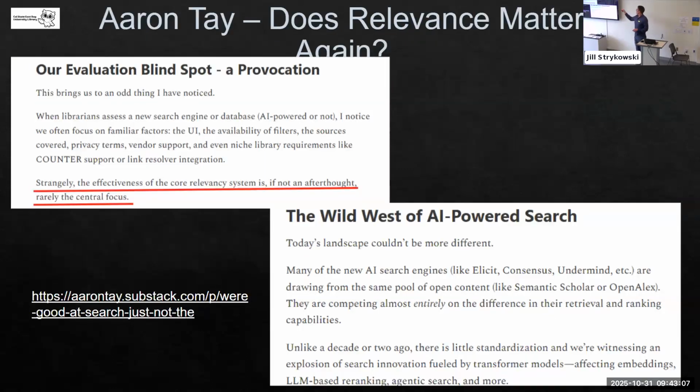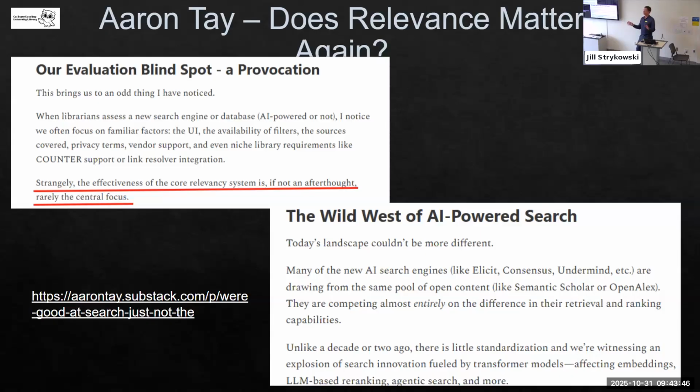And then a couple of weeks ago, I signed up for this. If you're interested in libraries and AI, this guy, Aaron Terry, has a blog. It's probably a good one to read. He's a librarian in Singapore and does a lot of writing about AI. About a couple of weeks ago he wrote a really interesting blog post saying that relevance might matter again. His argument was that for the last 15 years or so, library discovery systems have all done relevance ranking in the same way.